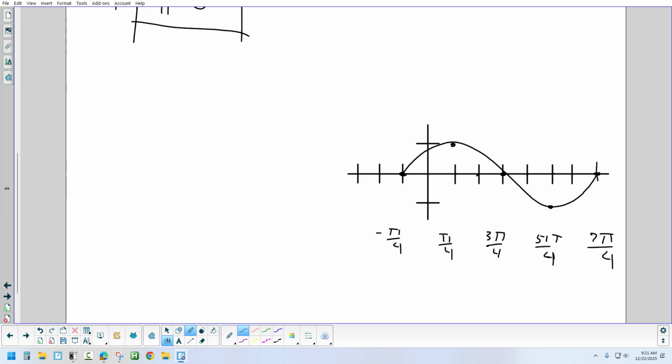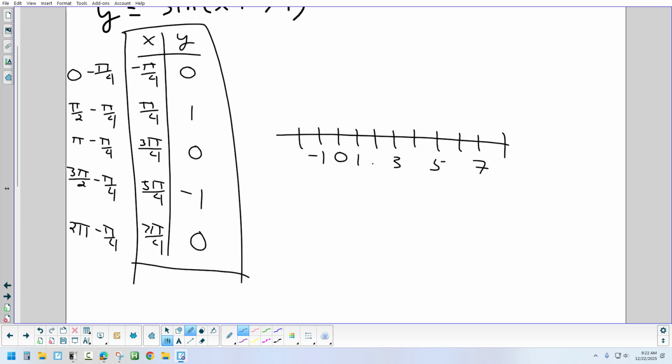Any question on why I had to skip there? If you didn't skip, it would be like putting 3 right here. That's not right. That's 0, 1, that's 2. So you've got to skip and go to 3.